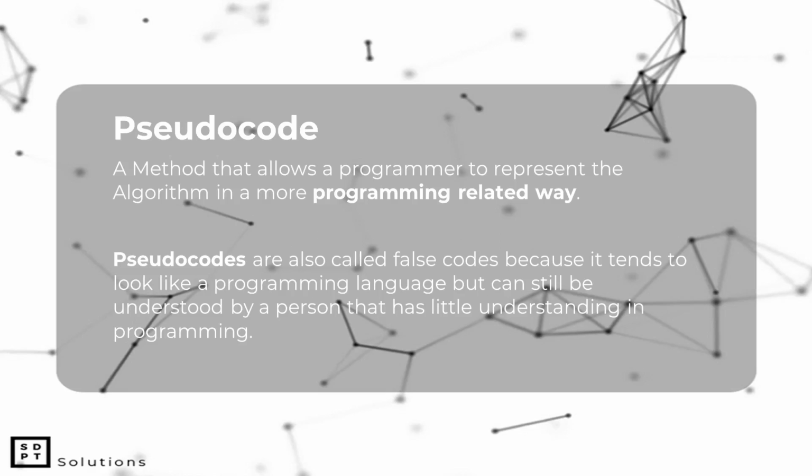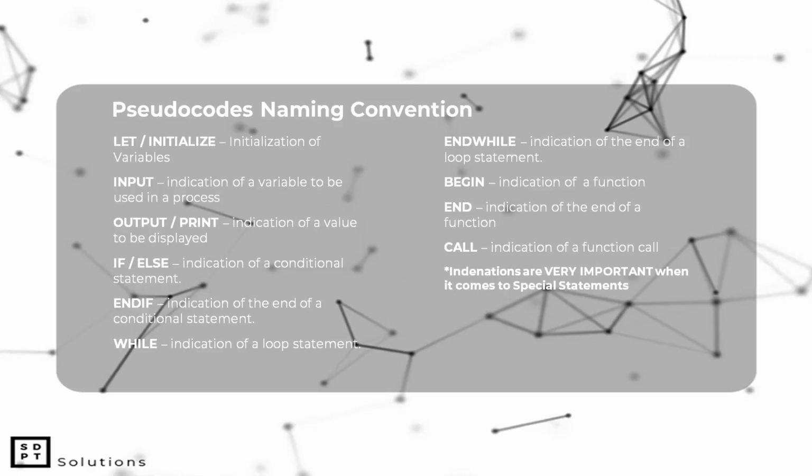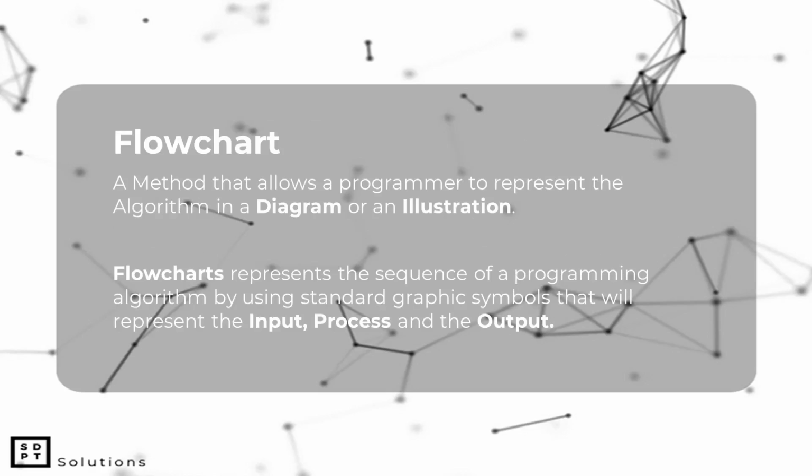So, meron tayong pseudocode. Again, this is the method that allows a programmer to represent the algorithm in a more programming-related way. These are called fake code. So, pag isusulat natin yan, sa pseudocode, magsusulat tayo ng mga indicator na ito yung gagawin ng program natin. So, sulat siya.